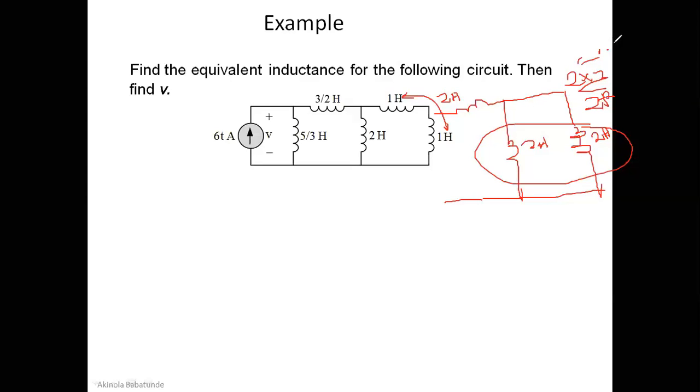So it simply means everything here is going to be 1 Henry. That is what it simply means. 1 plus 1 is 2, because they're in series. Then 2 and 2 are in parallel. 2 times 2 divided by 2 plus 2 will give us 1. So everything in these 3 put together gives us 1 Henry.